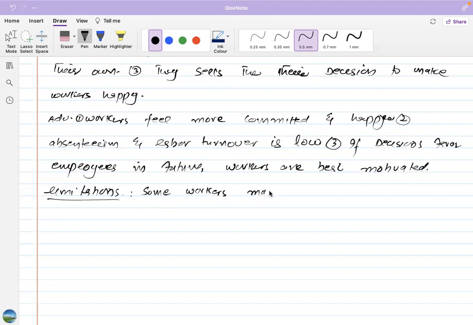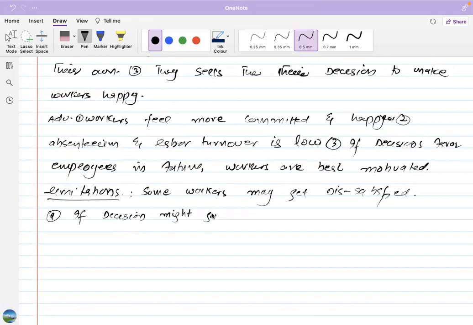Some workers may get dissatisfied. And if a decision goes wrong in the future, that might reduce the trust in the leadership.